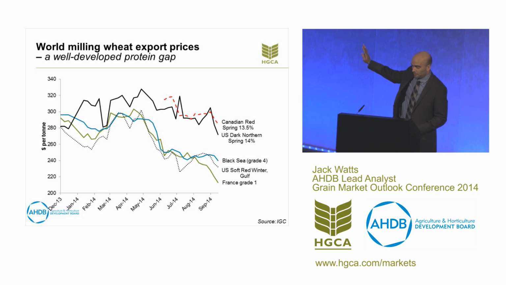What we've got here is just a graph looking at the export prices for key destinations at the bottom here. You've really got the commodity end of the wheat market. We've got the French wheat, we've got the US soft red winter, and we've got the Black Sea grade 4. And that's sort of the traditional battleground for wheat, if you will, and one that tends to lead the direction of the general market.